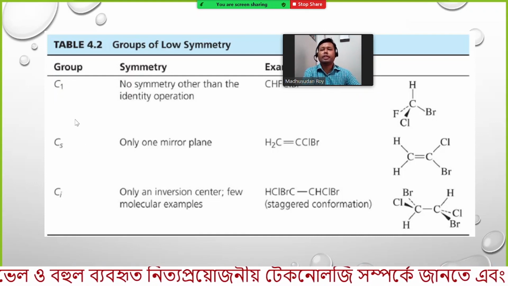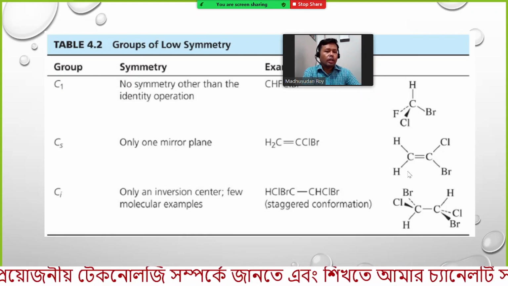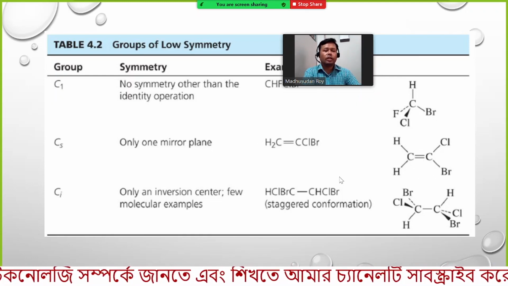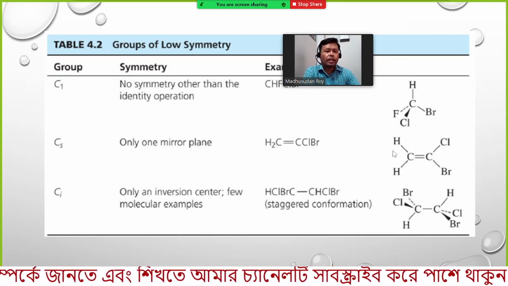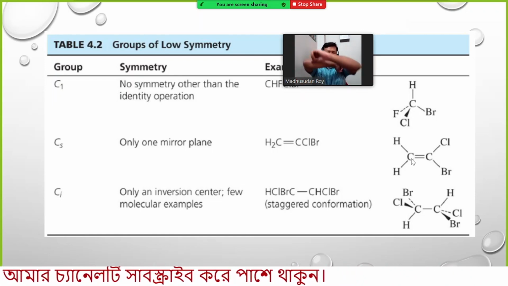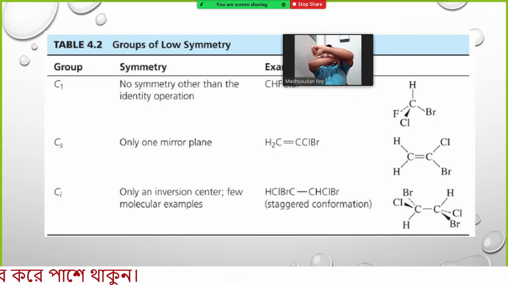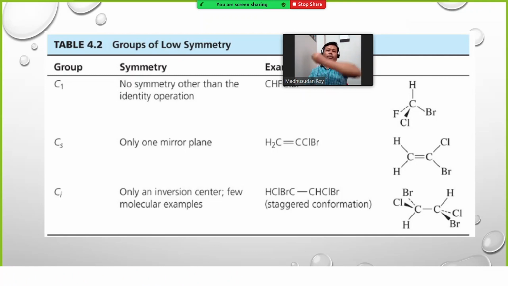CS symmetry group has only one mirror plane. If you have this type of molecule, with a carbon carbon double bond, this is two bonds, so you cannot rotate this bond as you can with a sigma bond, where you can rotate in any way. These types of double bond cannot be rotated. Therefore only a mirror plane. What is the mirror plane?